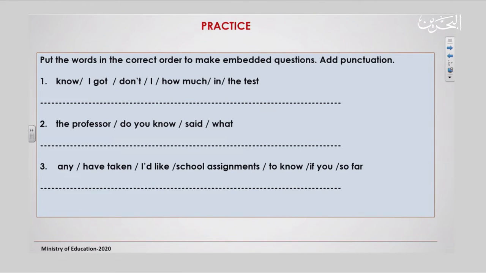Now we've looked at the meaning of direct questions and embedded questions. We have looked at different types of questions, the WH questions and the yes or no questions. Let's do more practice to understand it more. Here you have three sentences. You're going to put the words in the correct order to make embedded questions. So these words here are not in order. Put them in the right order to make an embedded question. You have 2 minutes to do this exercise.